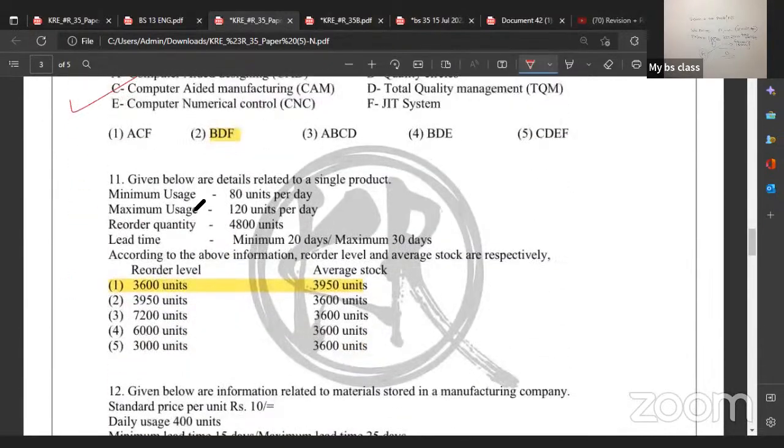Question number 11. Given are the details related to single product. Now calculate the reorder level and average stocks respectively. Okay, how can we do this?